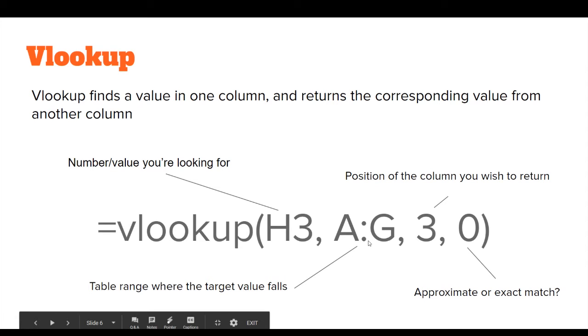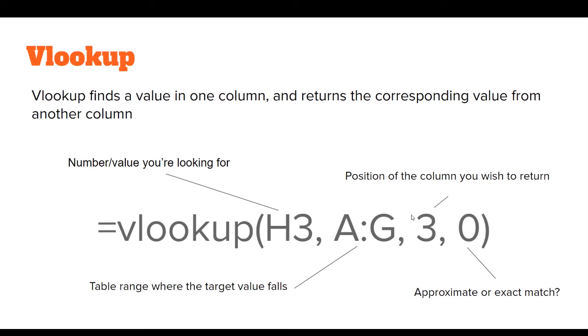Third, we need to tell the function which column holds our target value. In this case, our target value is in the third column of our table. Lastly, Vlookup needs to know if we're looking for an approximate match or an exact match. You'll almost always want to return an exact match, which is what the 0 means. So let's go back to Excel and write our own function.